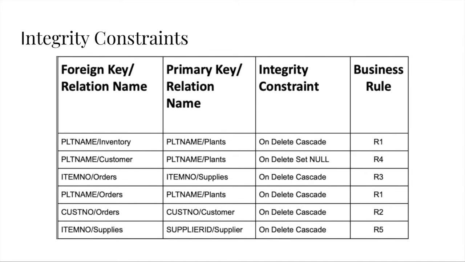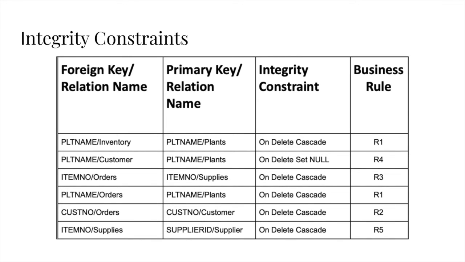It references something else. Foreign key, plant name, has to refer to plant name from the plants relation. For context, someone couldn't order a plant that isn't carried by the company. Therefore, any foreign key plant name in the orders relation has to match the primary key of plant name in the plant relation. This chart identifies the foreign keys and which primary key they are referencing in accordance to each business rule.